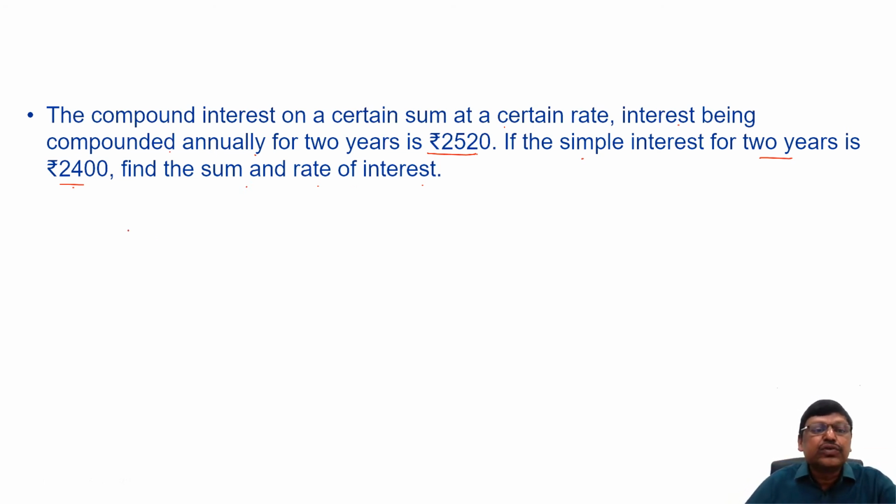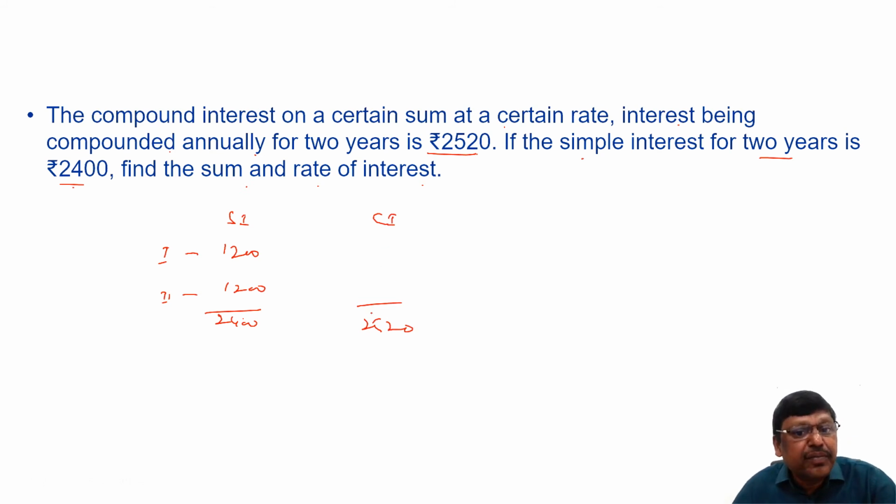Simple interest for 2 years is 2,400 means we know for first year and second year interest will be same, means for 2 years if it is 2,400, each year it is 1,200. But in compound interest, if you look at for 2 years it is 2,520, but we will not have the same interest for both years. But you know, for first year there is no difference between simple interest and compound interest. If simple interest is 1,200, compound interest is also 1,200. But 2 years if it is 2,520, the second year interest is 1,320.